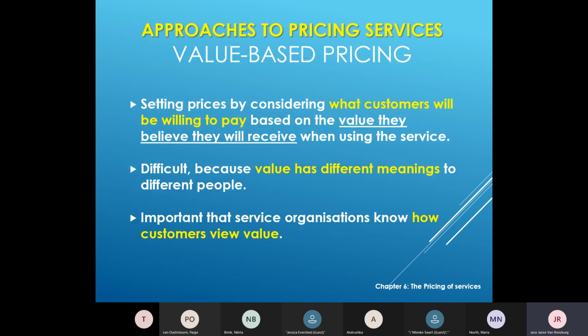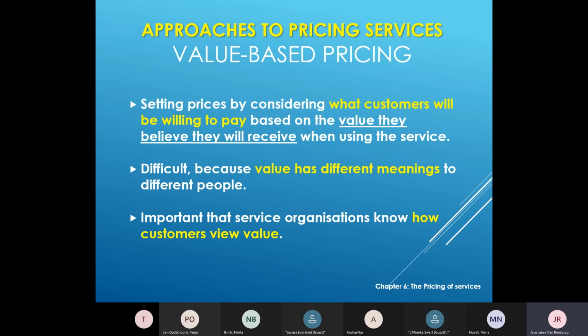Let's look at another, and that's probably the most important one, but also the most difficult one. Setting prices by considering what customers will be willing to pay, based on the value they believe they will receive, is what value-based pricing is about. What are you willing to pay? What value do you believe you're going to receive? The relationship between those is what value-based pricing is about.